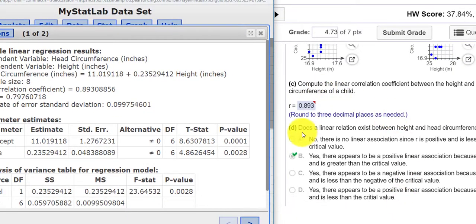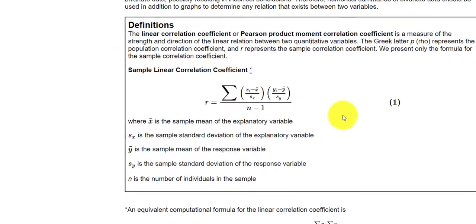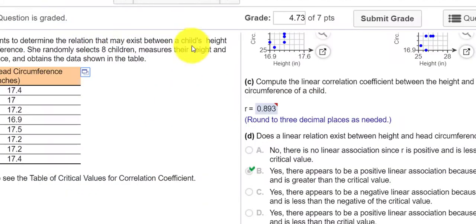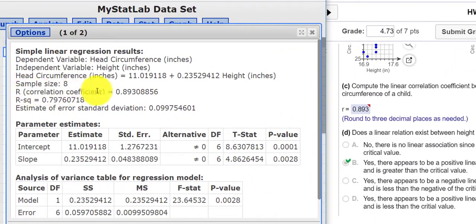Let me see if I can pull up a copy of the book. This is page 193 in your book. You can compute this R by performing this calculation. This is very tedious, but you can do it. And here is the explanation of all the variables: sample standard deviation, sample mean of your x and your y variables, and so on. But if you were to compute this, you would end up with this value for r, the 0.8930 and so on.